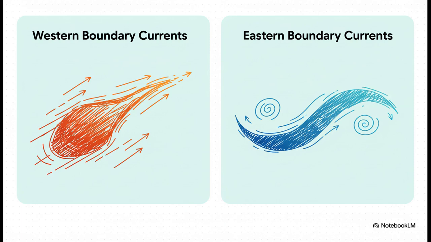They're warm, fast, narrow, and deep. On the other side, eastern boundary currents like the California current. They're the complete opposite. Cold, slow, wide, and shallow. You've got to remember this contrast.